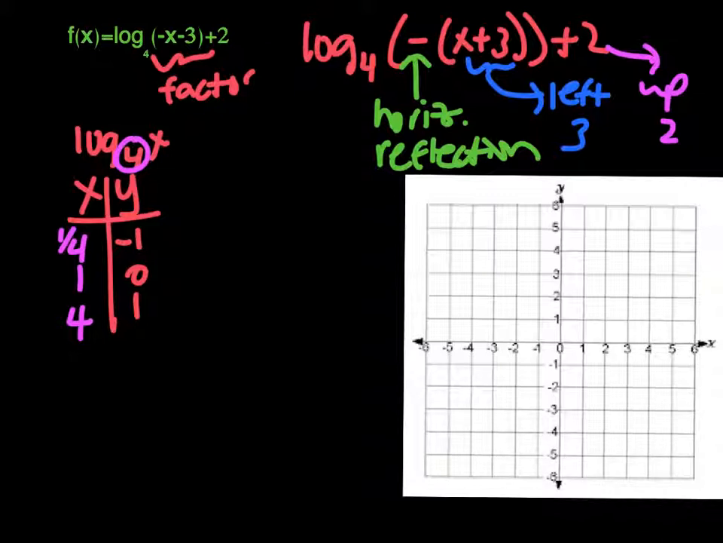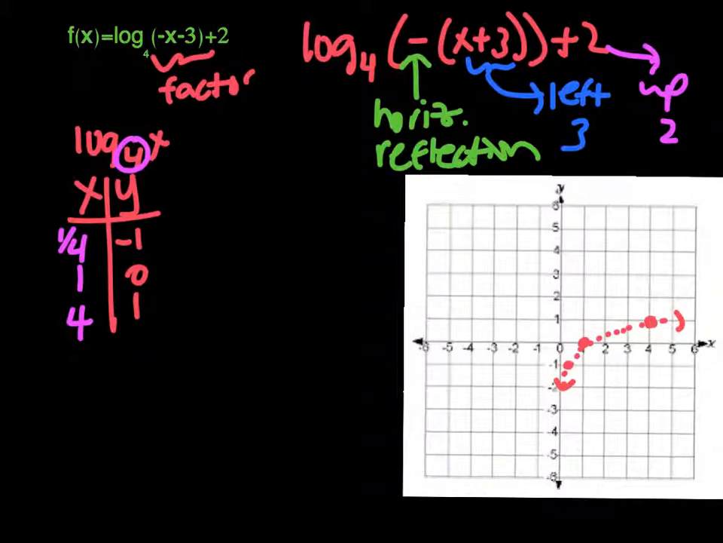So if I plot my parent, I'm going to start with red. I'll do red as my parent. That is 1/4, negative 1, 1, 0, 4, 1. I'm going to just kind of lightly do it. This is my original graph. Okay. And then we're going to move everything. So 1/4, let me make it dark. 1, 4.